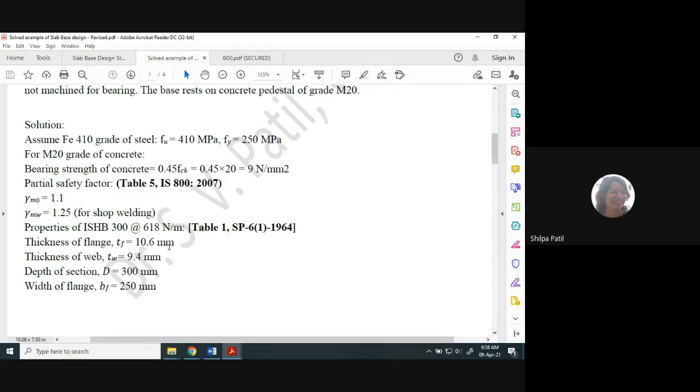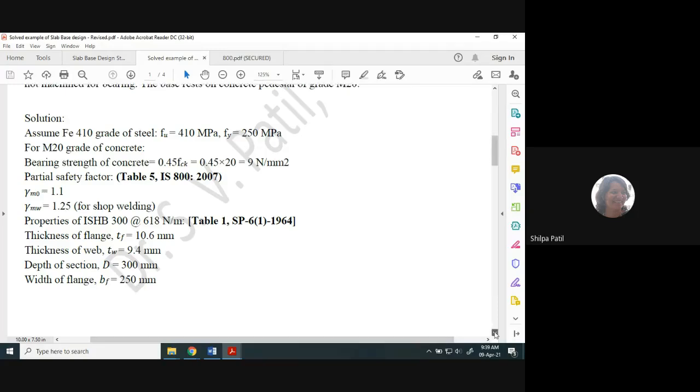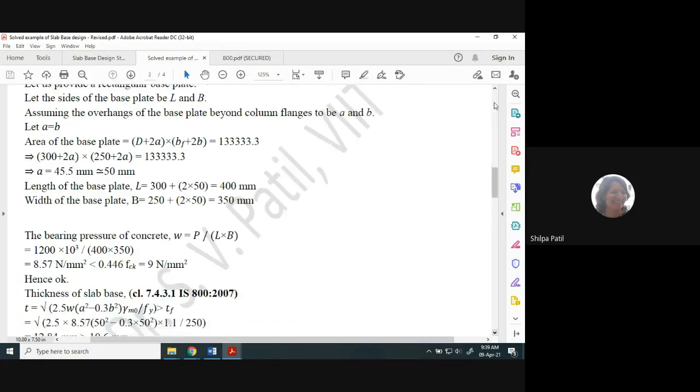We also write down certain properties of the column section, which is given as ISHB 300 at 618 Newton per meter, because we will require these values for the calculation of the dimensions of the base plate. Thickness of the flange tf is 10.6 mm, thickness of the web tw is 9.4 mm, depth of the section D is equal to 300 mm, width of the flange bf equal to 250 mm. All these properties you can find from the steel table for the given section.